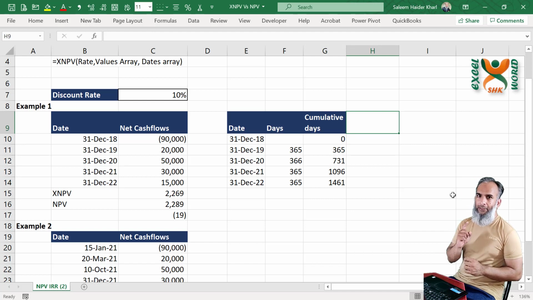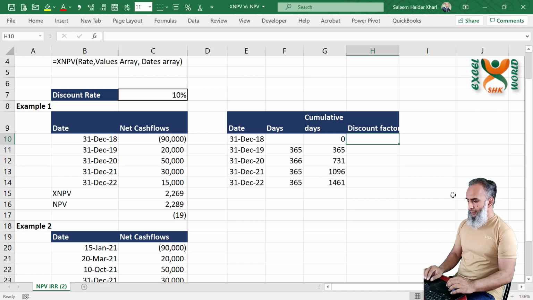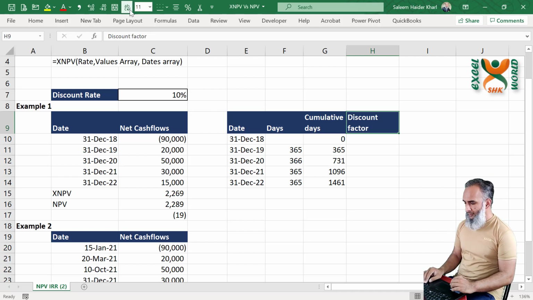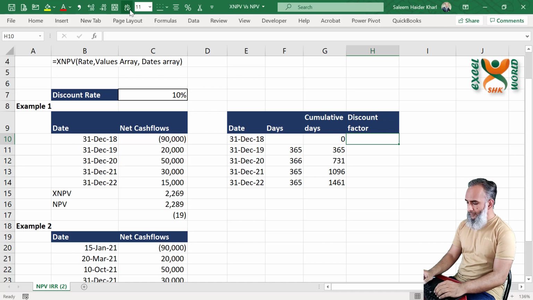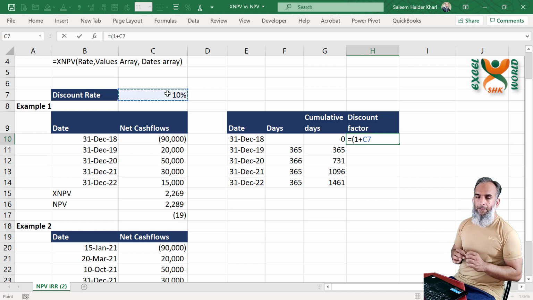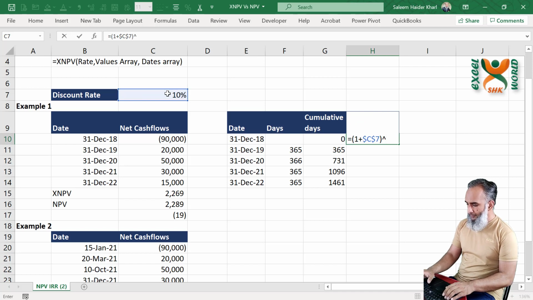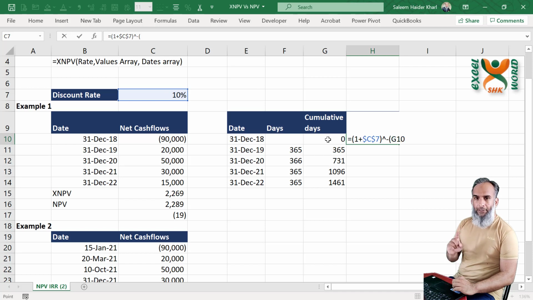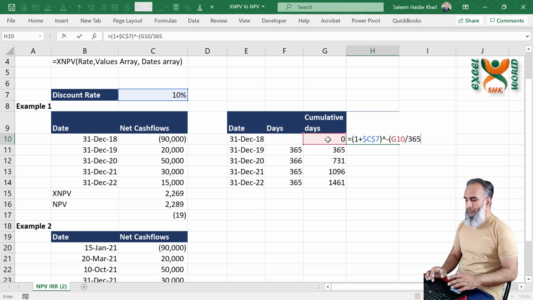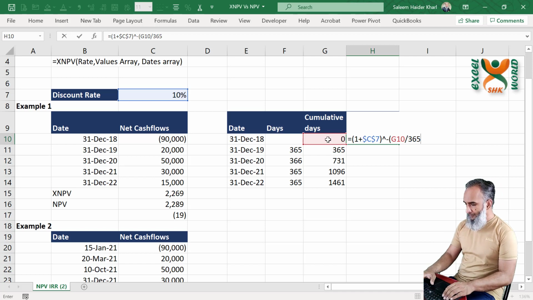Now is the time to calculate the discount factor. You will see the discount factor is almost the same, but there is just one twist to it. Just wait and watch. The discount factor is equal to 1 plus the interest rate. Remember that the interest rate is per annum, so we have to have the duration in years. So 1 plus the interest rate, power minus the cumulative days by 365. This will convert the number of days into years, because our discount factor is per annum.